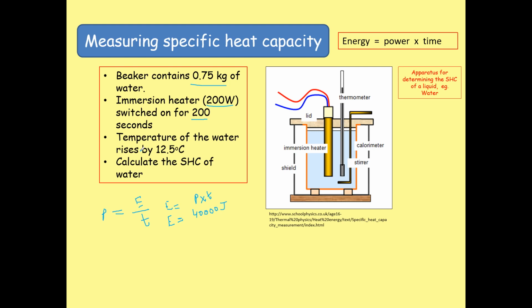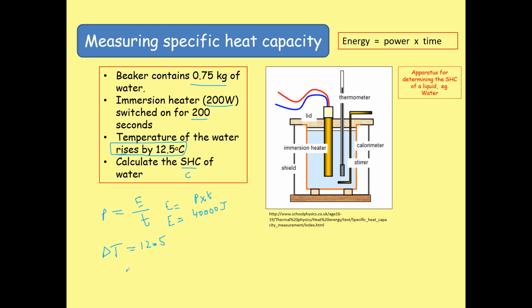And the temperature of the water rises by 12.5 degrees Celsius. So the delta T, as they're saying, rises by 12.5 degrees Celsius. That means this is delta T and not a specific temperature, right? It's the change in temperature. So they're asking us to find the specific heat capacity, or symbol C, right?